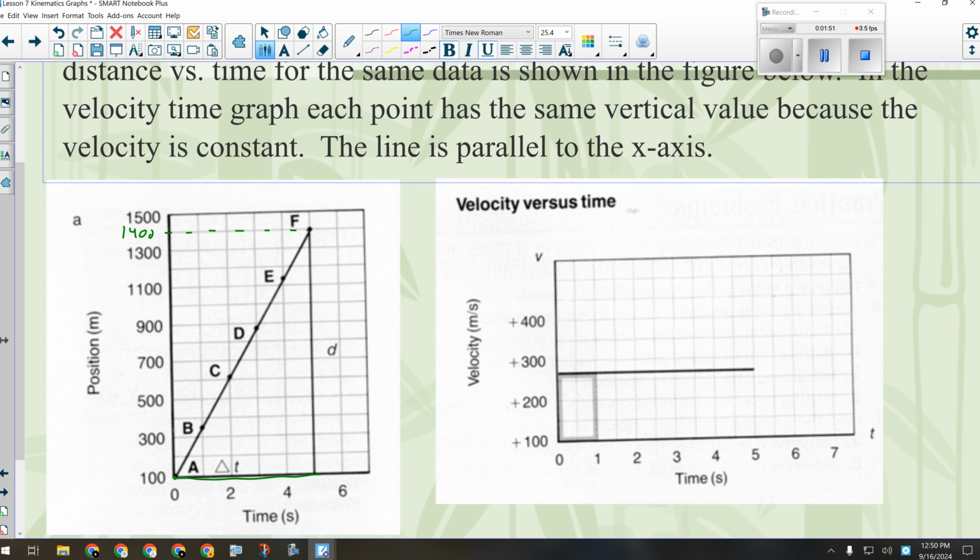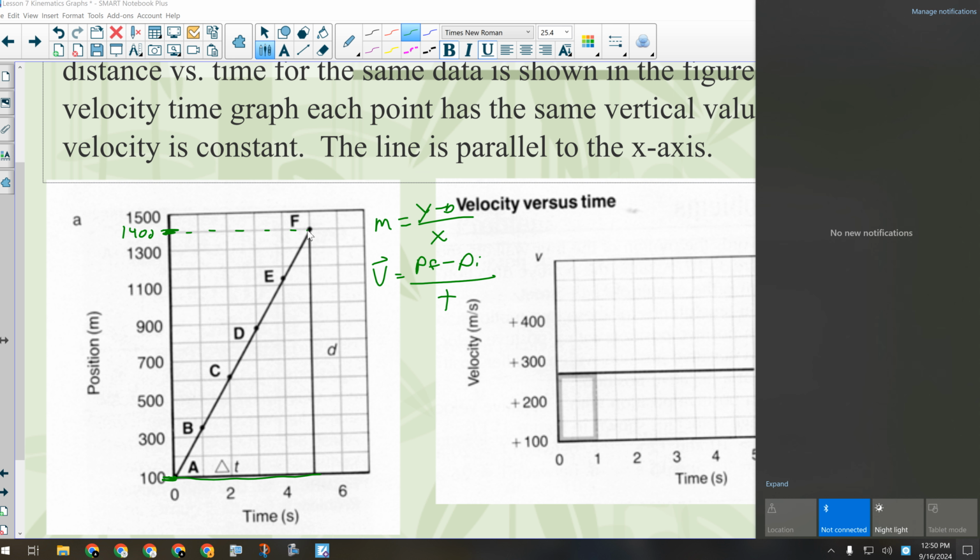So could I do this? Could I say m equals y minus b over x? Could I find the slope of that line? I could. The reason that will give me velocity is because what I'm really doing is taking the final position, subtracting the initial position, and dividing by time. This would be my final position, this would be my initial position, and the 5 seconds would be the time. So I'm going to have 1400 minus 100, because b is down here at 100, divided by 5 seconds. So 1300 over 5, I believe, is 260.